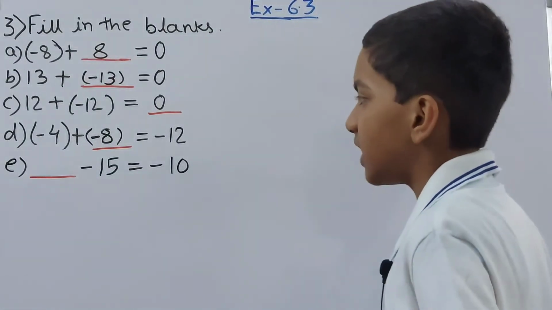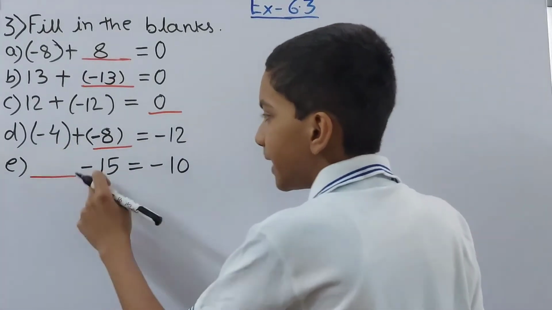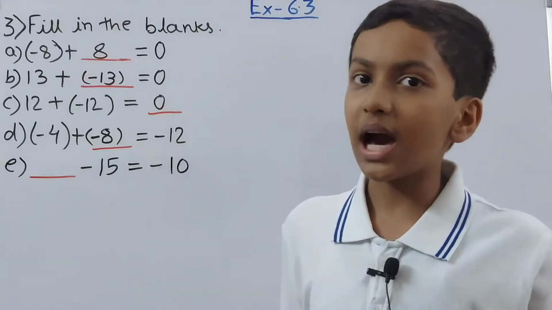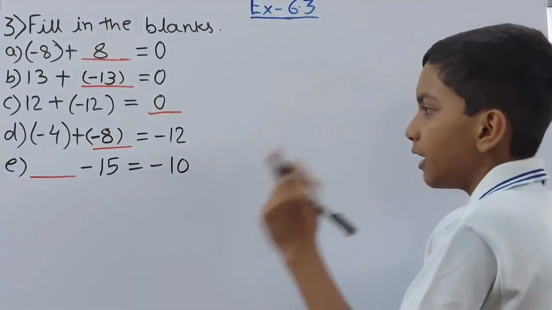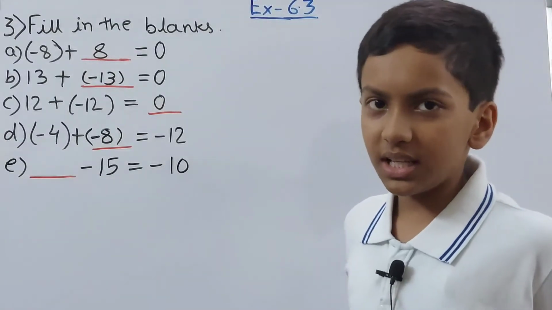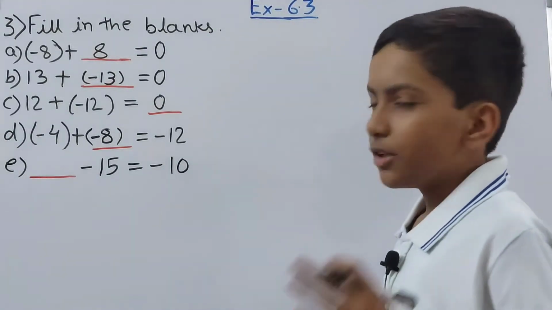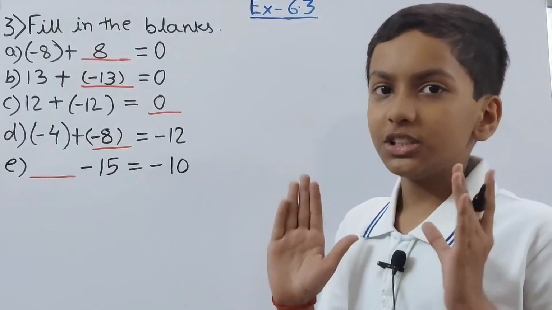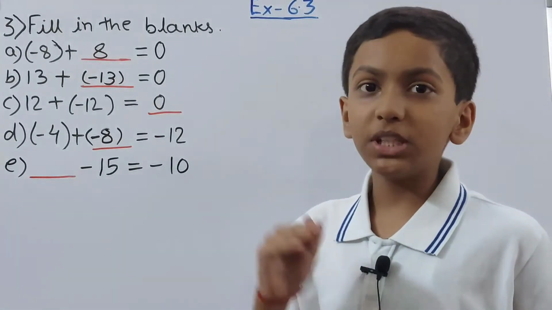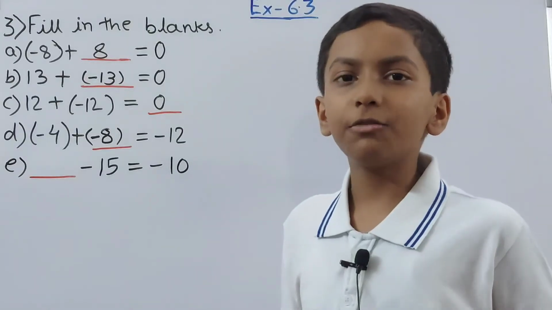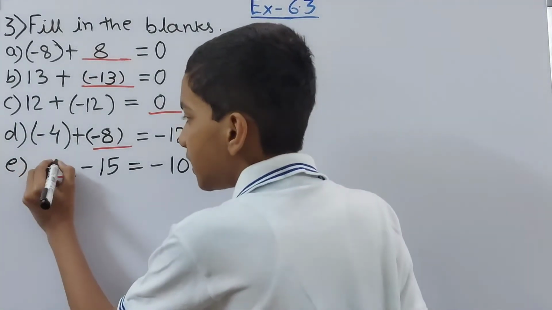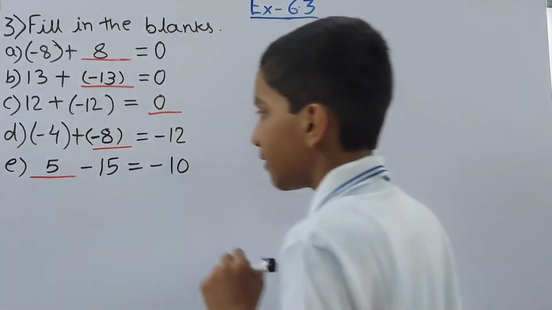But if we take a positive number, that is plus minus, then that will become minus. So we are subtracting over here. Which number shall we take, from which we will subtract 15 and get -10? From -10 to 0, 10 numbers are there. So 5 numbers more, from 0 to 5, will give us 5. That means over here we will write 5.